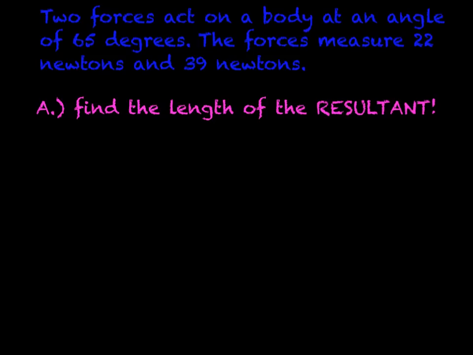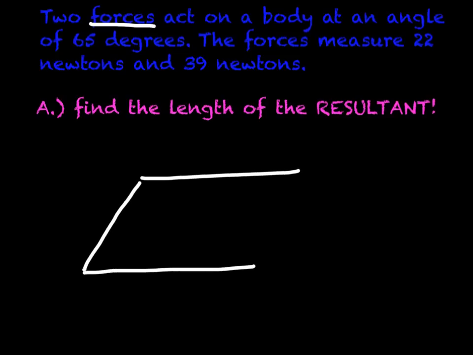So just like any other word problem, we want to read it carefully, get a great diagram drawn, and then label it as accurately as possible. So we're talking about two forces, and as soon as you see that word, we're going to instantly draw our parallelogram. Alright, so we're looking at something like this. And I'm always going to assume that the lower left-hand corner is where my object is. And let's see, we've got an angle of 65 degrees between the two forces.